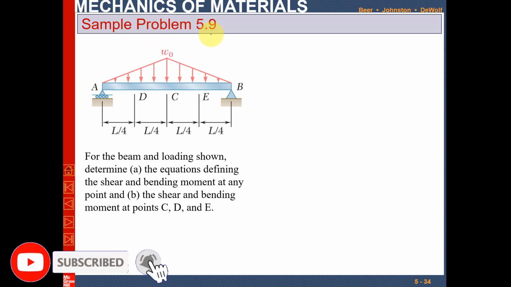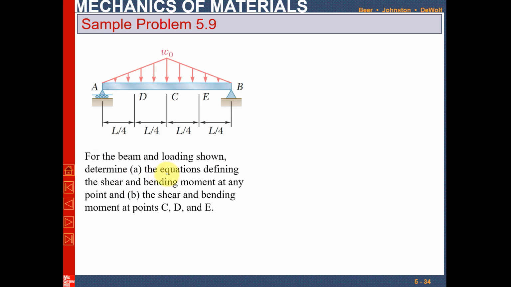Sample problem 5.9. The statement is given that for the beam and loading shown, determine the equation defining the shear and bending moment at any point, and the second part is the shear and bending moment at points C, D and E. So this is the beam and the loading is shown. This is a simply supported beam with a linearly varying load from point A to C, and then a linearly varying load that is decreasing from C to B.